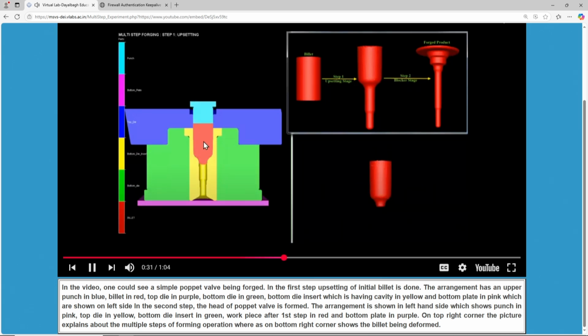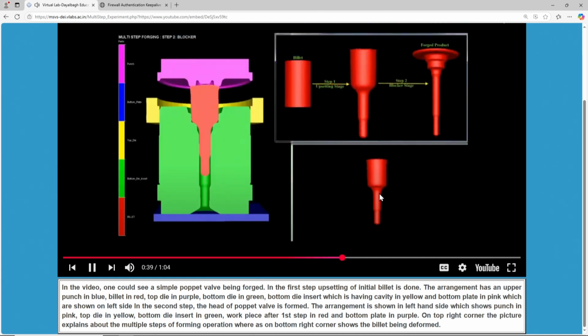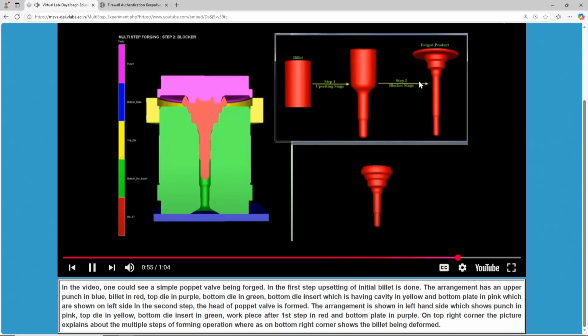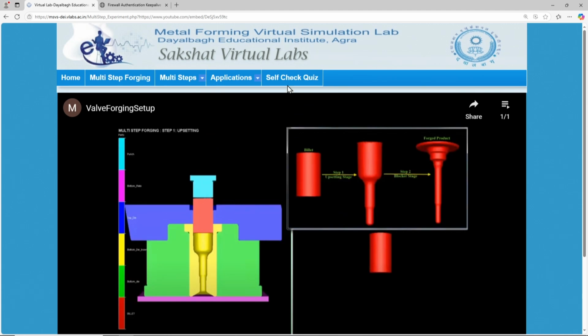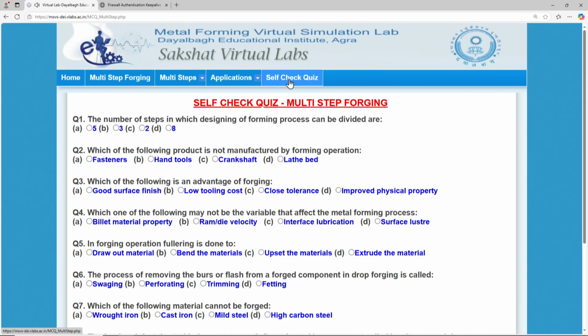You can see the first step is this is being formed, the right hand side is showing, and the left hand side is showing the complete setup. And the second step has now come. There is a blocker step that will turn the top of the valve into the required shape, that is the forged product will then be produced. It is changing the shape. This is application in walls. So let me come to the self-check quiz.